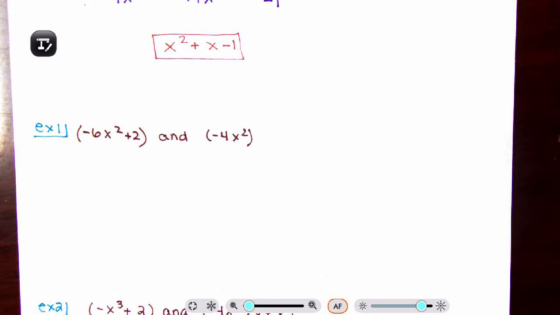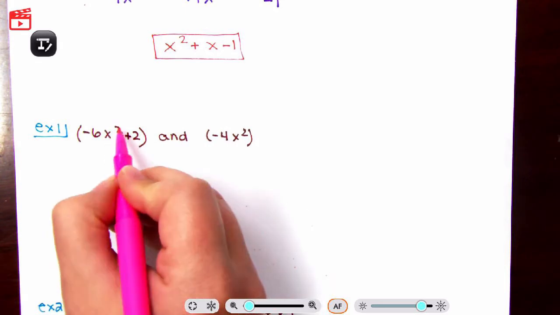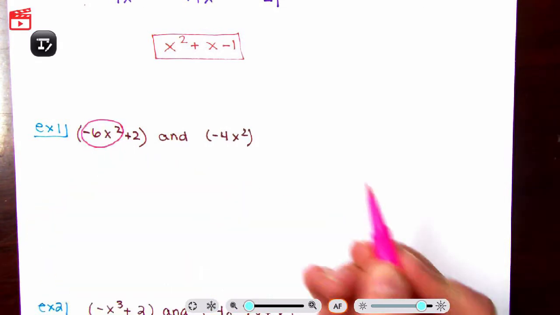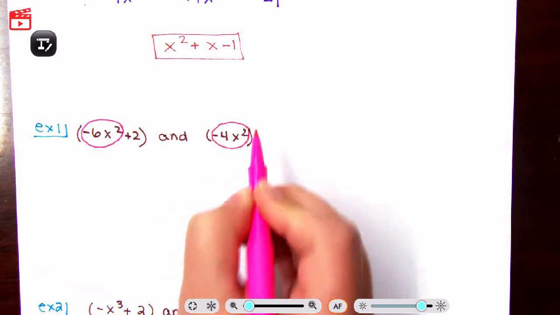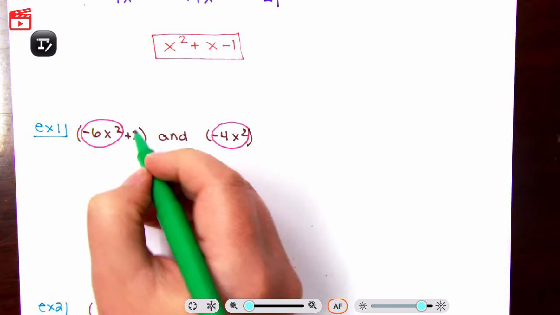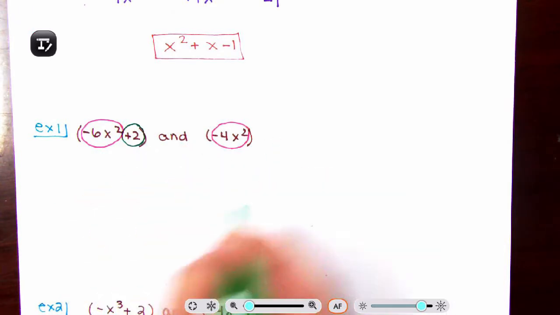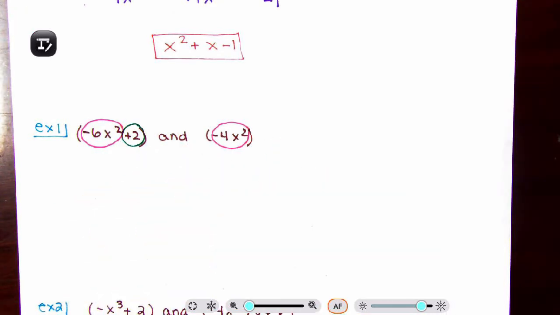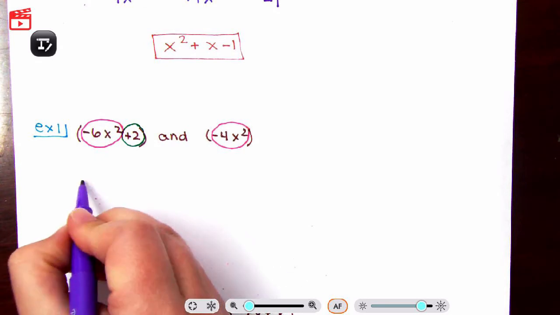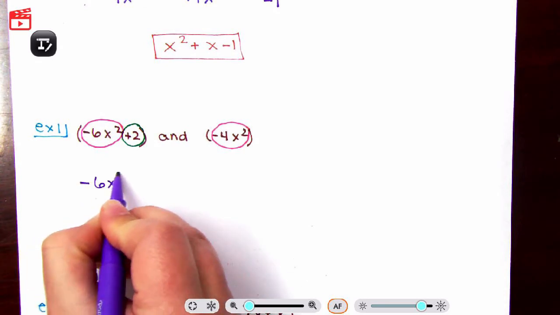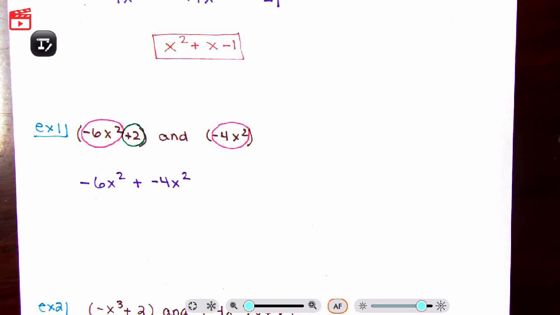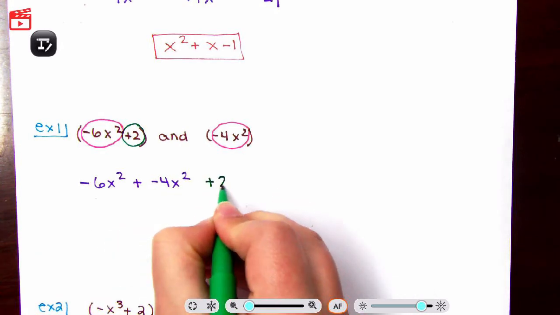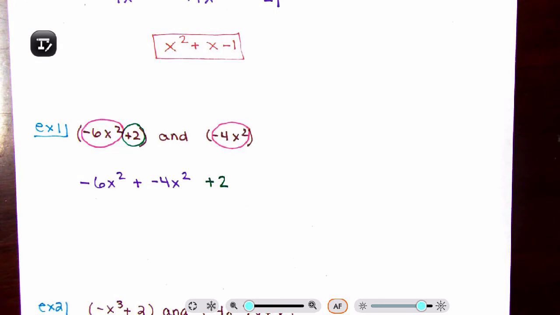Step number 1 is identify like terms. So I have here a negative 6x squared, and I have a negative 4x squared. Now I do see a constant here, but it doesn't have any companions, so it's going to be kind of separate off to the side. So writing these two together, negative 6x squared and negative 4x squared. And off to the side, I have my plus 2, which is a lonely constant.